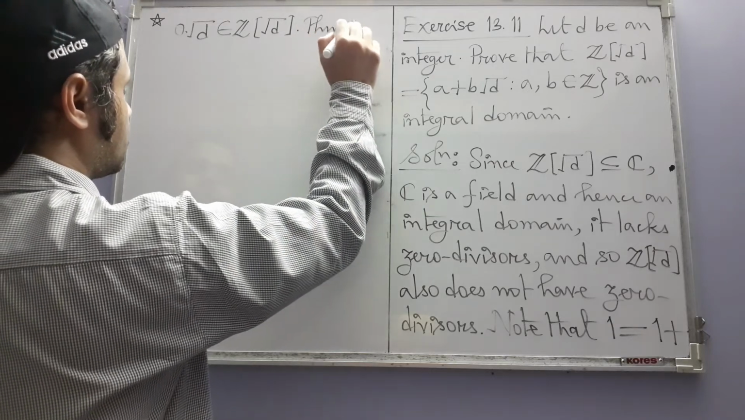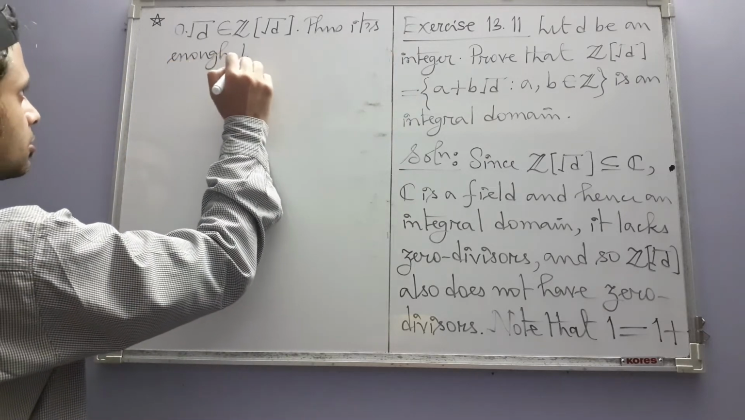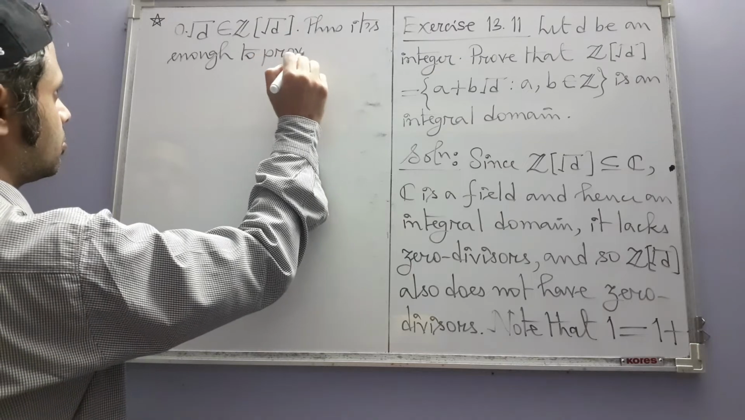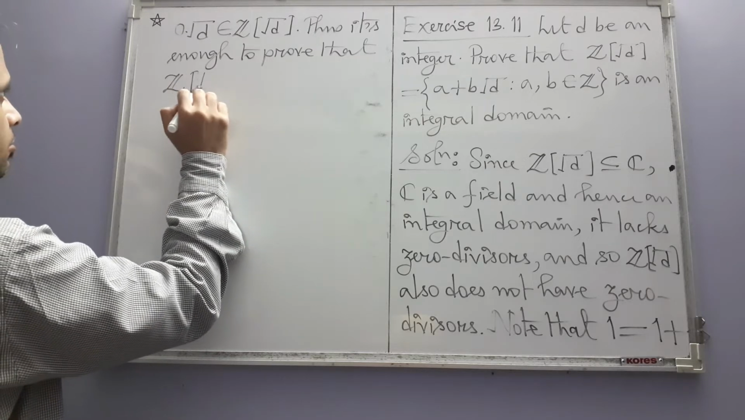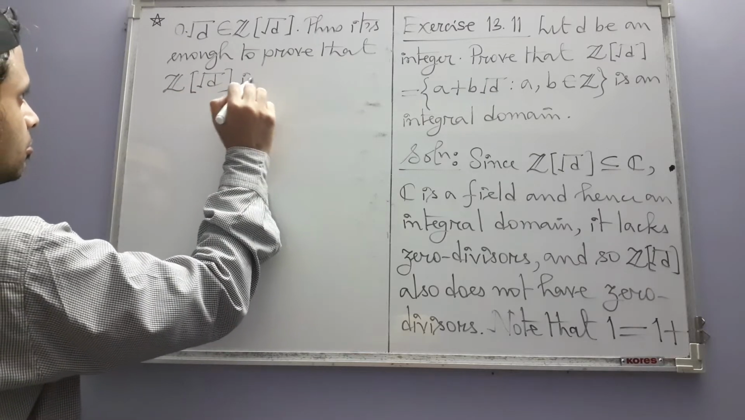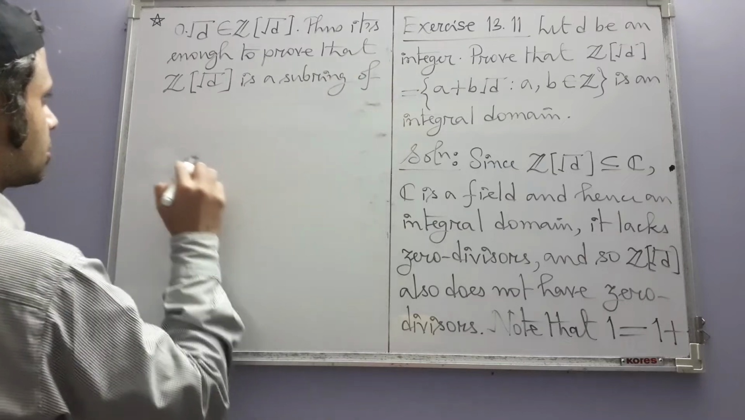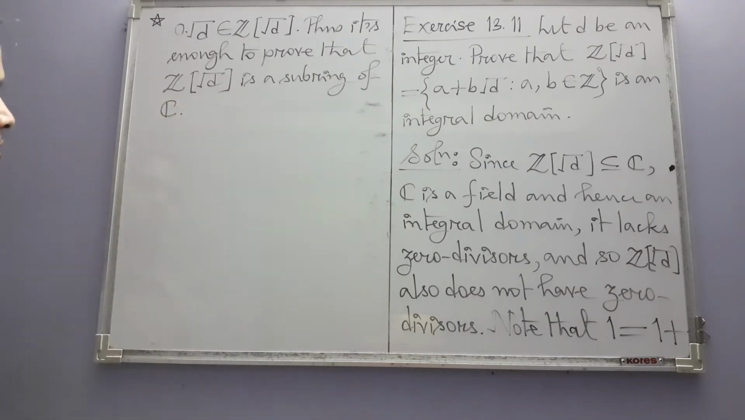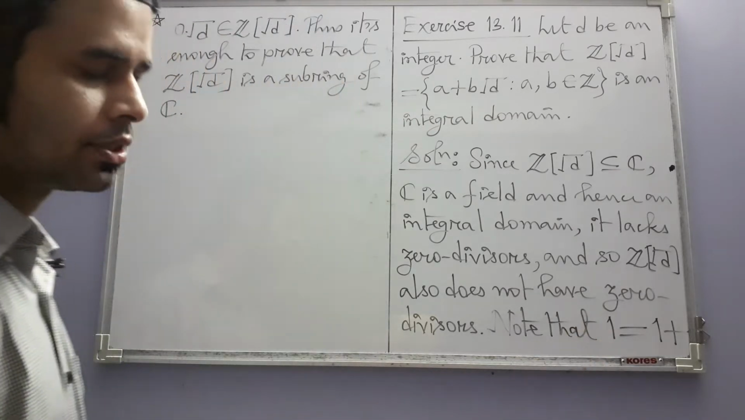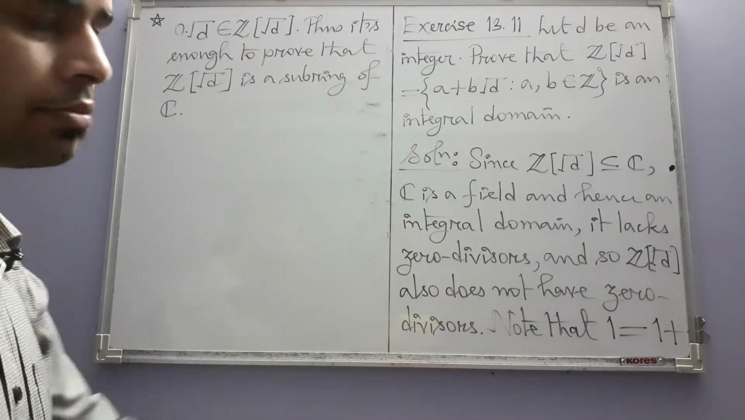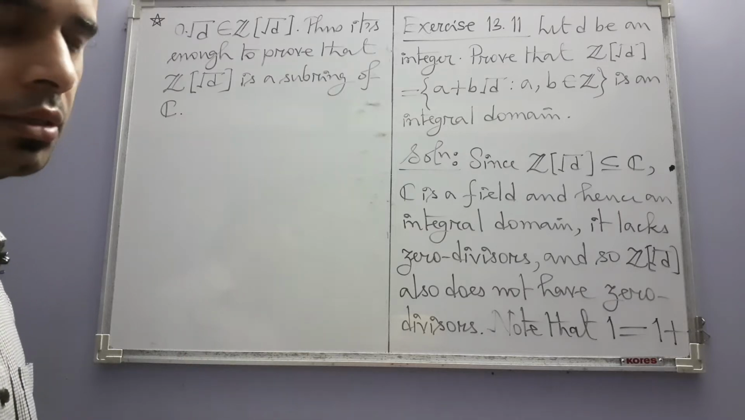Thus, it's enough to prove that our set is a subring of the field of complex numbers, because we have already shown that there is at least something in this set which is 1, and 0 is also there. So that means our set is a non-empty subset of C.